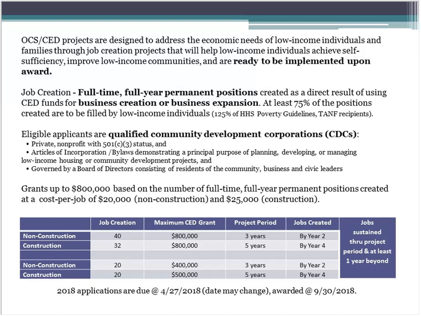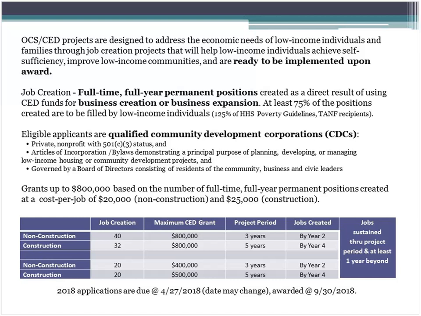And if you're doing a construction project, depending on how long the construction period is, the tenant creating the jobs may also have to ramp up pretty quickly in order to show all the jobs can reasonably be created by the end of year 4 of the 5-year project period.